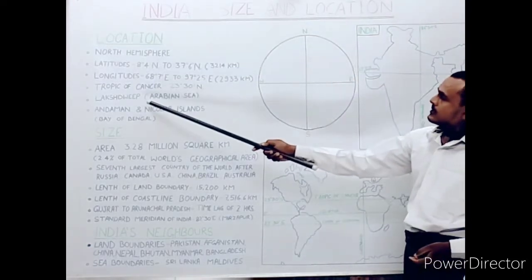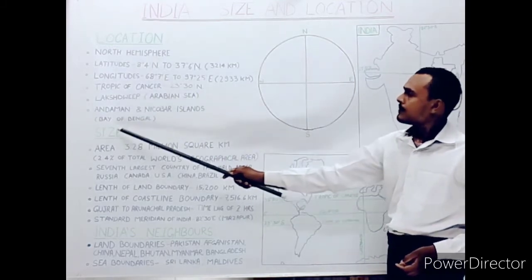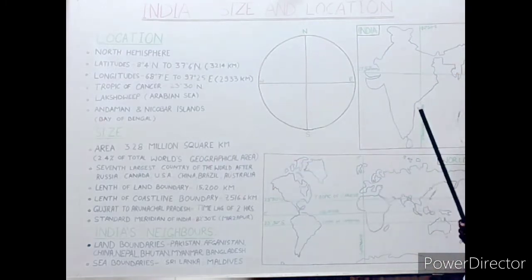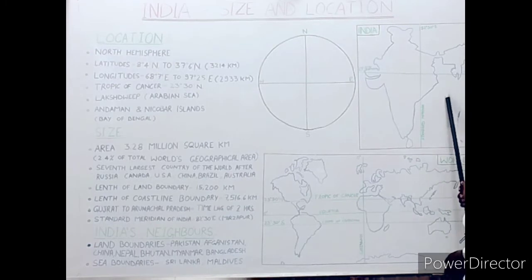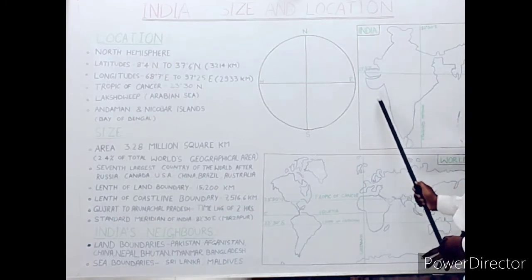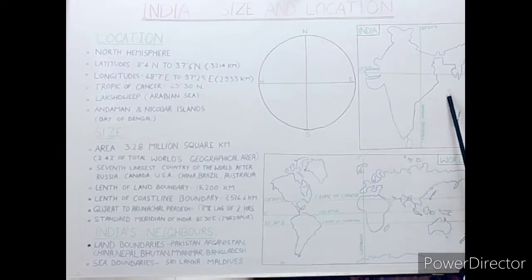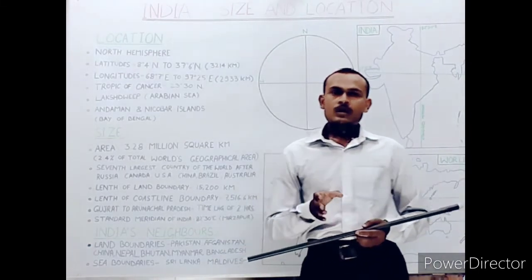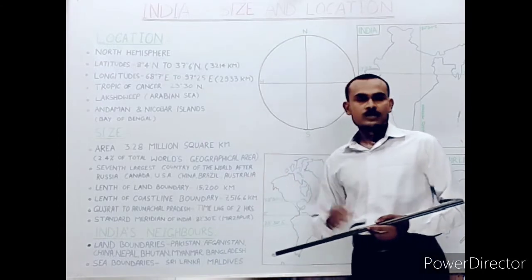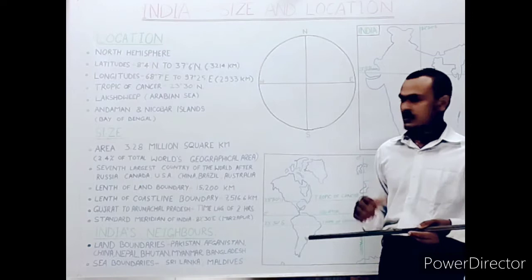Next are Lakshadweep, found in the Arabian Sea, and the Andaman and Nicobar Islands, in the Bay of Bengal. Here you see the map of India. Here the Arabian Sea, here the Bay of Bengal. In the Arabian Sea we find Lakshadweep Island, and in the Bay of Bengal we find the Andaman and Nicobar Islands. Now we know about the location of India.